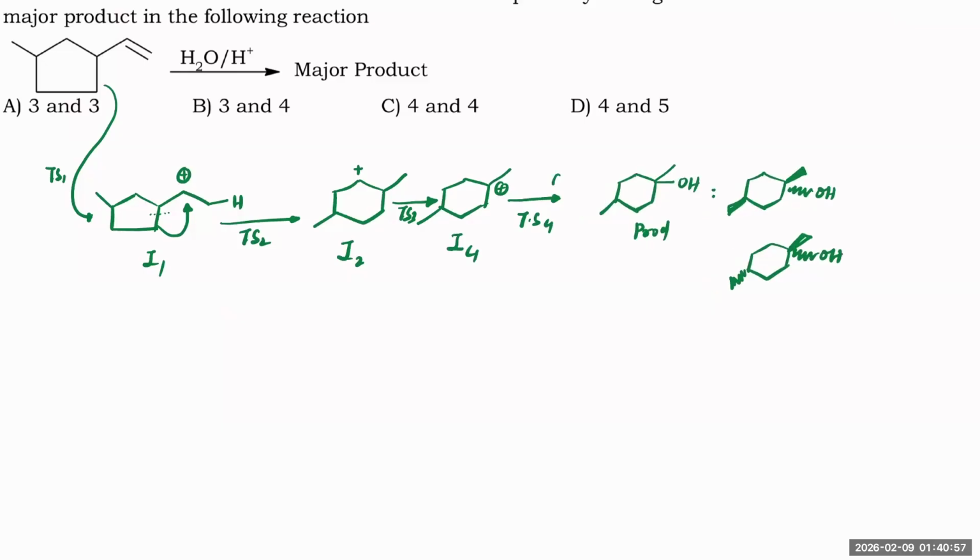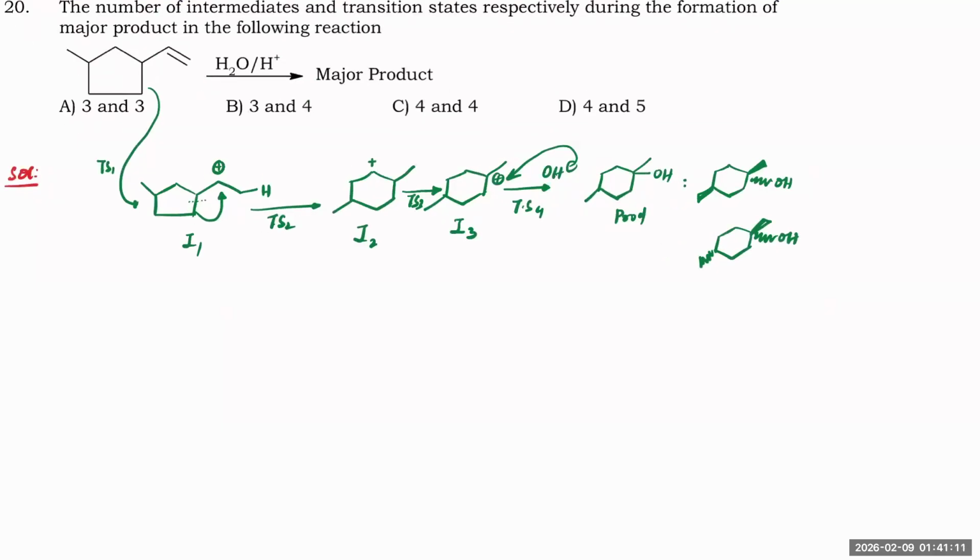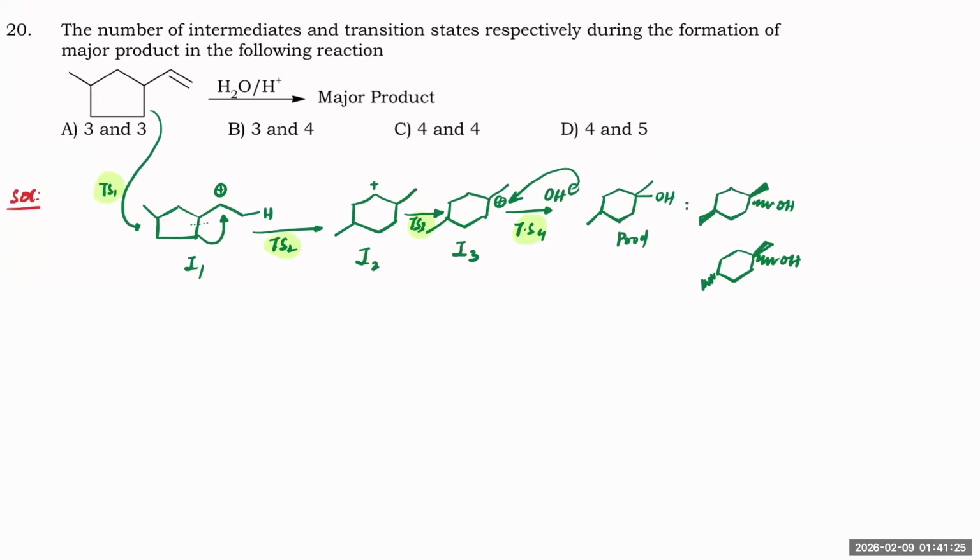So as the OH minus attaches here, you will get this product. Okay. So how many intermediates we had? There are three intermediates and four transition states. So notice it. You can see how many transition states: TS1, TS2, TS3, TS4. Four of them. And intermediates one, two, three. Three intermediates. So therefore, which one is that? B part.